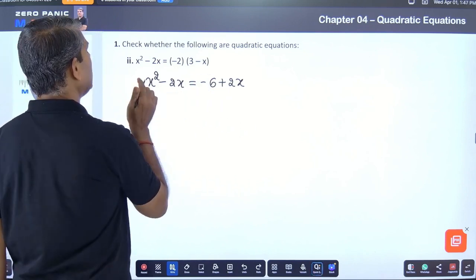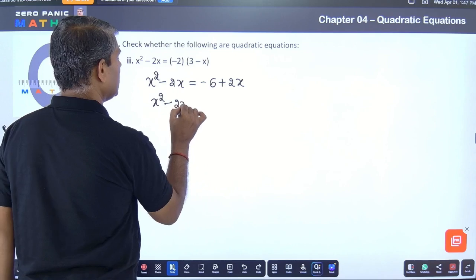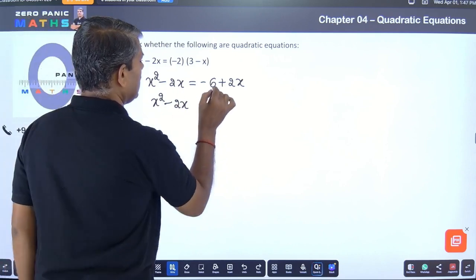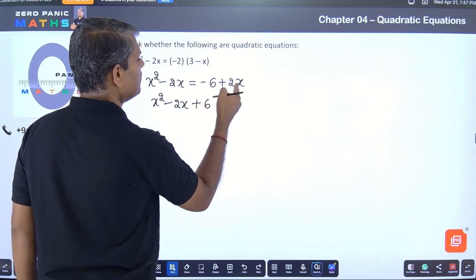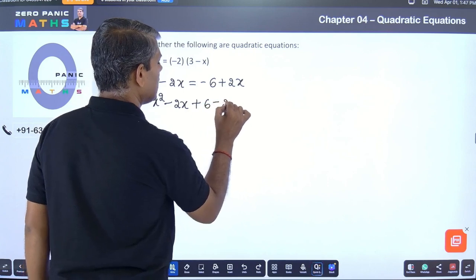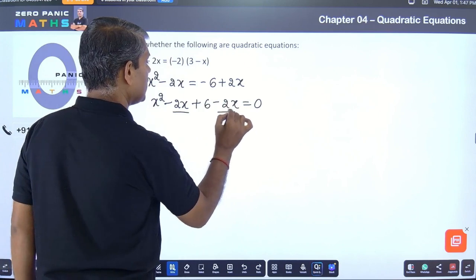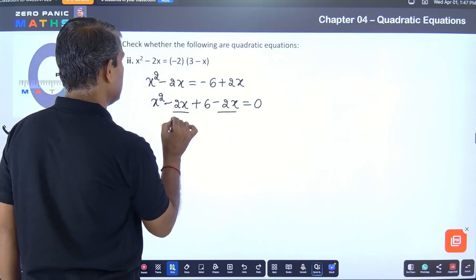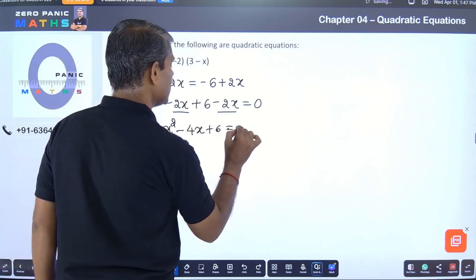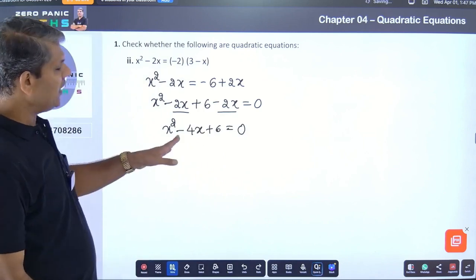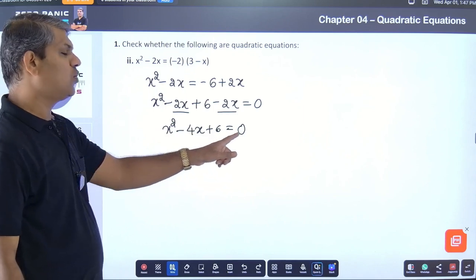You should bring them to a single side. Minus 2x, plus 6, and plus 2x coming to this side will become minus 2x. So minus 2x and minus 2x will make it minus 4x. So minus 4x plus 6 is equal to 0. So it is clearly in the form ax square plus bx plus c is equal to 0.